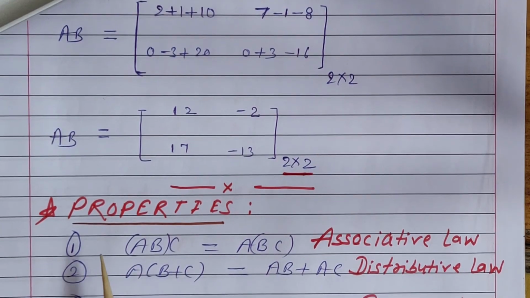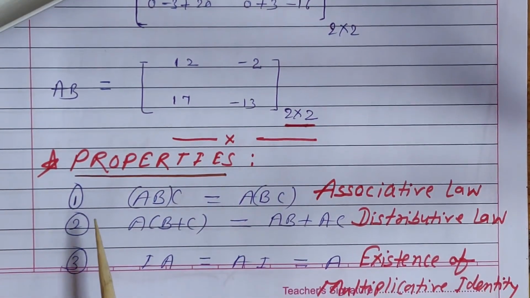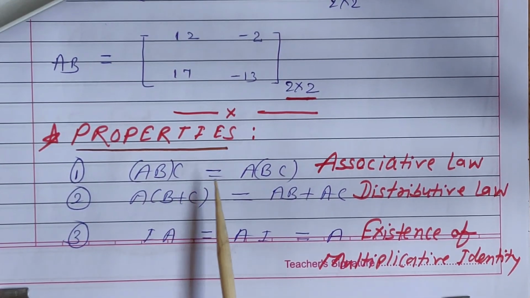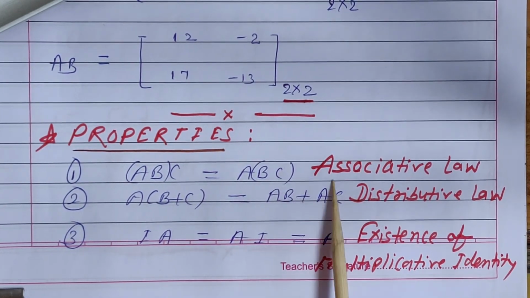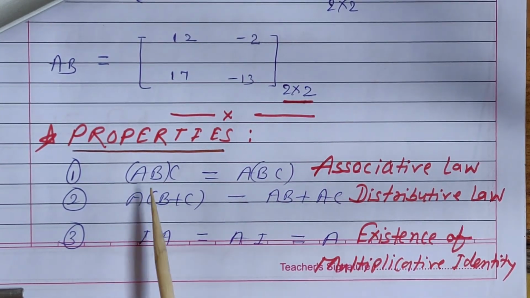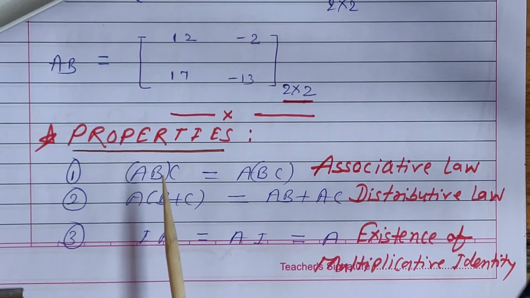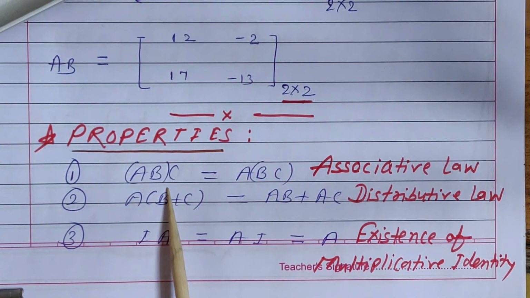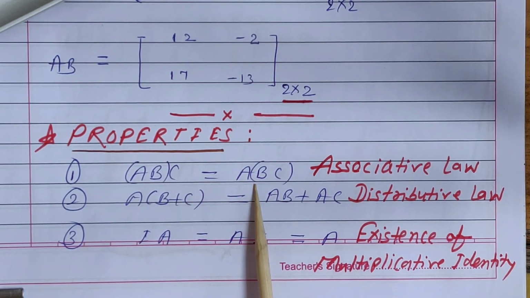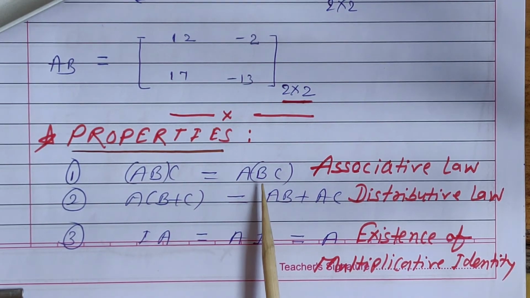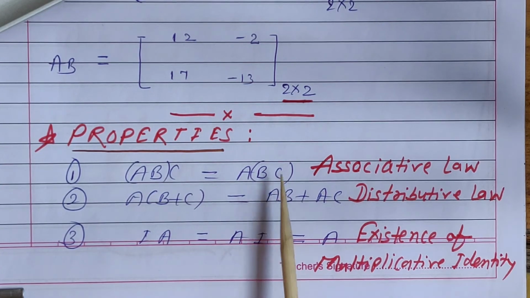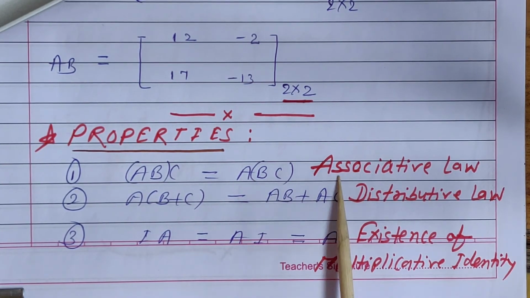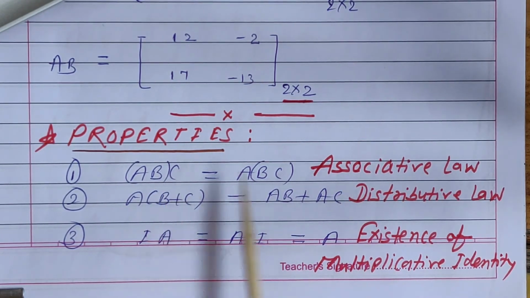Now students, see the properties. First property is ABC equals to ABC. It is associative law for 3 matrices. First of all, we have to multiply first 2 matrices and then multiply by third one. In this part, we have to multiply last 2 matrices and then first matrix. It is said to be associative law and it is equal.